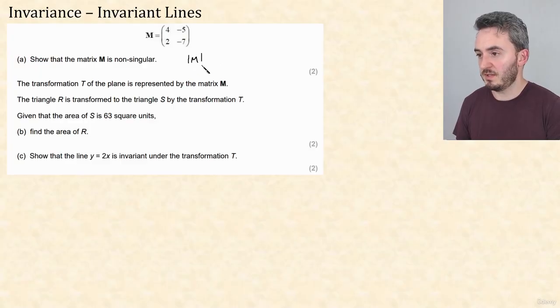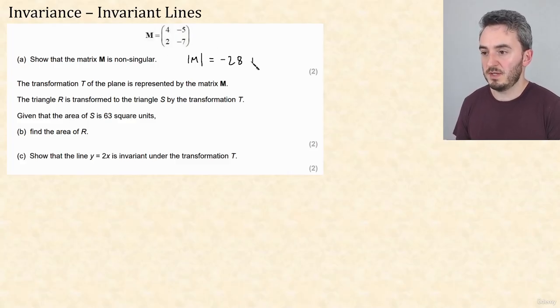Well, the determinant of M is 4 times minus 7, so that's minus 28, minus 10, so plus 10. So that is minus 18. So therefore non-singular.